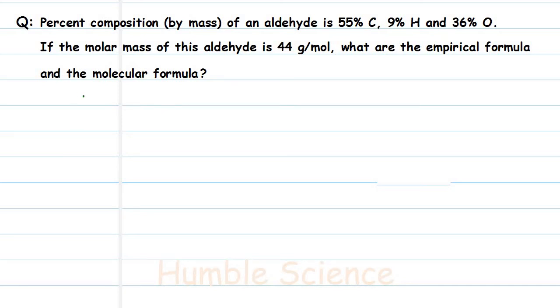We will write down carbon, hydrogen, and oxygen because they give us carbon, hydrogen, and oxygen. And then we write down the percent by mass that they give us, which is 55%, 9%, and then 36%. It is pretty much saying that if we have 100 grams of this aldehyde, we will have 55 grams of carbon, 9 grams of hydrogen, and 36 grams of oxygen. So we can put it here.